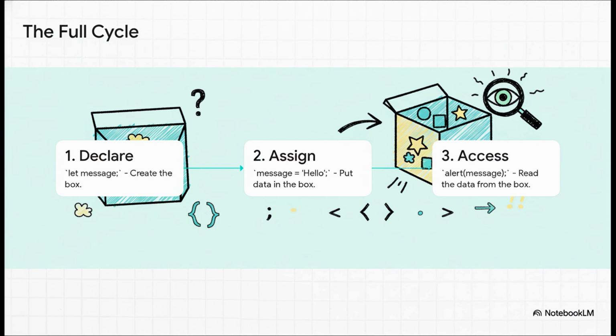And finally, what's the point of storing data if we can never get it back out? To see what's inside the box, all we have to do is use its name, its label. So alert message tells the browser, go find the box named message, open it up, and show me whatever's inside. And that's the whole cycle. Declare the box, put something in it, and then access it.